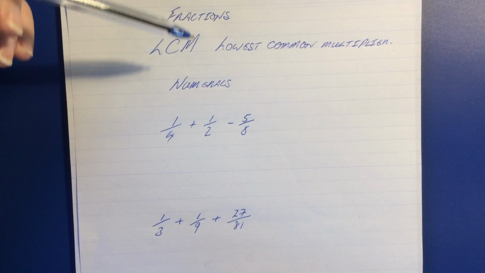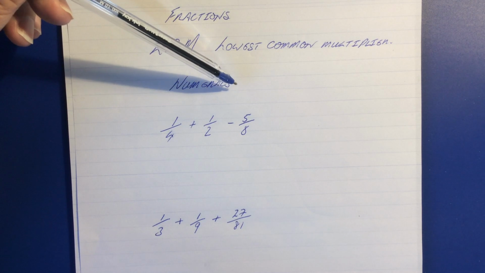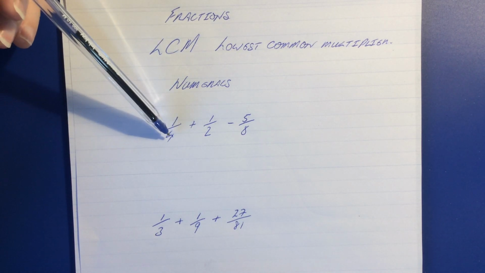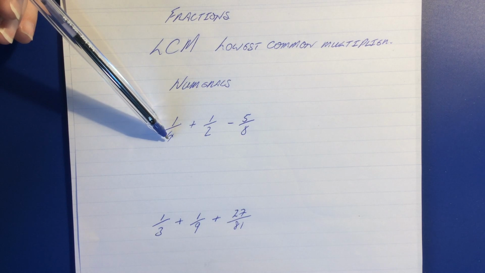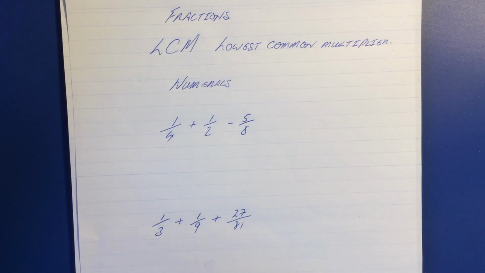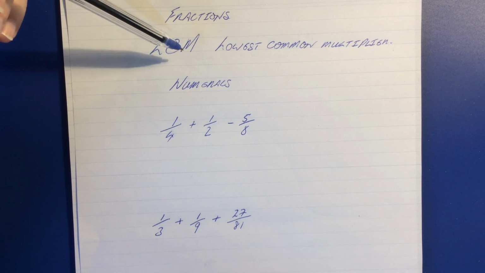And we're looking at lowest common multipliers where we have numerical fractions. The time that this comes into focus is when we have fractions with different denominators. If the denominators are the same, we can add and subtract to our heart's content. If we need to multiply or divide, we don't need to worry about this. You just go ahead and do it.